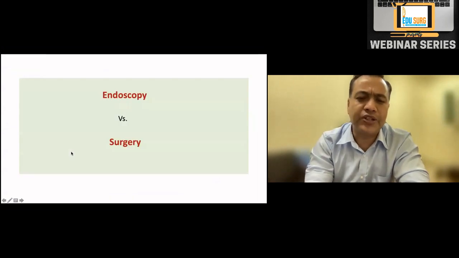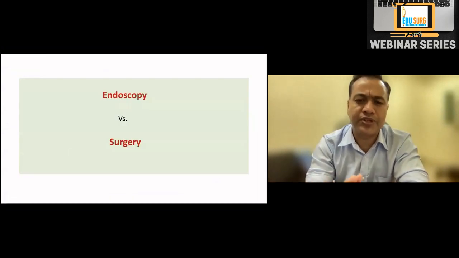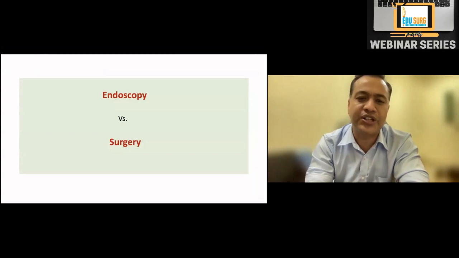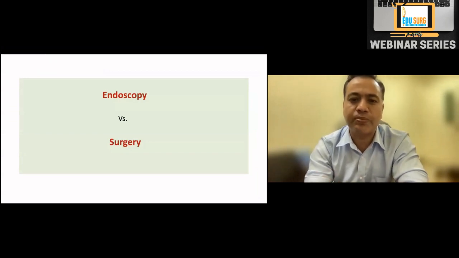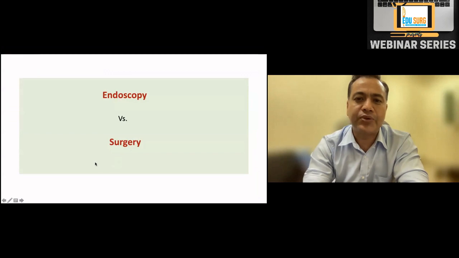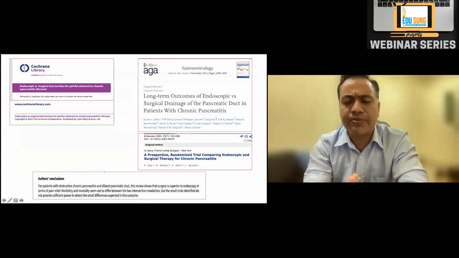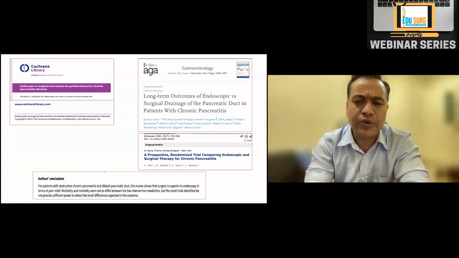Another issue is choosing between endoscopy versus surgery. I think patients who present late, with a severe form of chronic pancreatitis as described in imaging, would probably be candidates for surgical treatment. But in patients who are in earlier phases of their disease, where you could offer both endoscopy and surgery, there would probably be a debate on choosing the right option. Now, regarding endoscopy versus surgery, I looked into the literature.